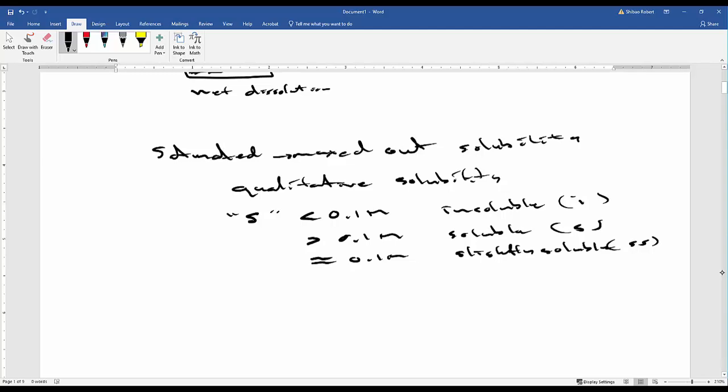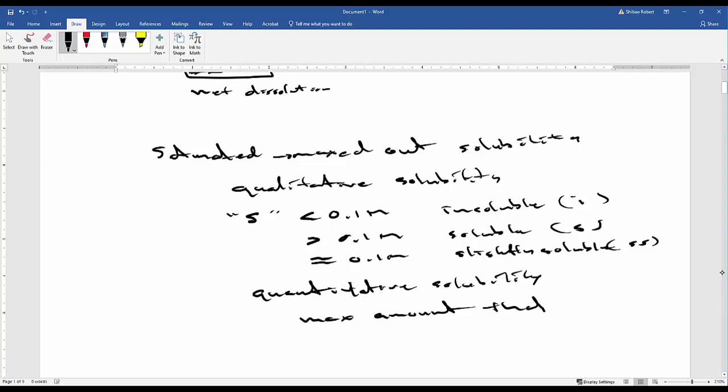Then we have a quantitative definition of solubility. In the quantitative definition, solubility is the max amount that will dissolve in a given amount of solvent.